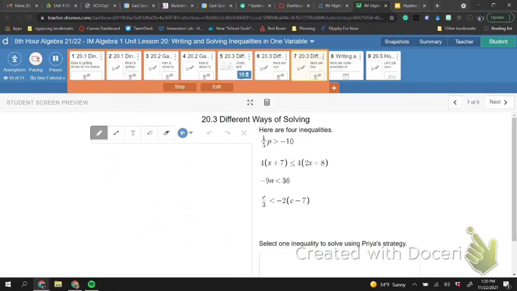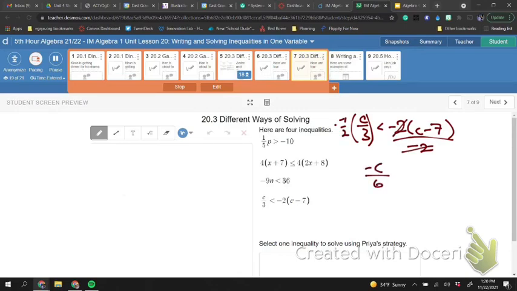Uno más. This one took a little more algebra, so I'm going to write it over here where I have a little more room. The first thing I chose to do here is divide everything by -2, which is multiplying by -1/2. So that'd give me -c over 6. I multiplied by negative, so I flip it, and then I got c minus 7 over here. Oh, this is a double flip. I'm going to multiply both sides by -6. Flip it again.